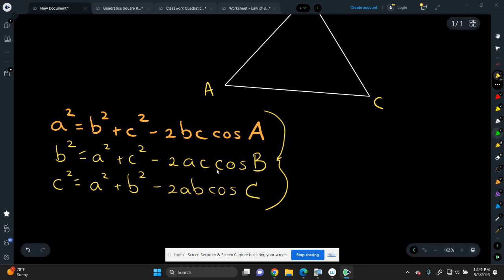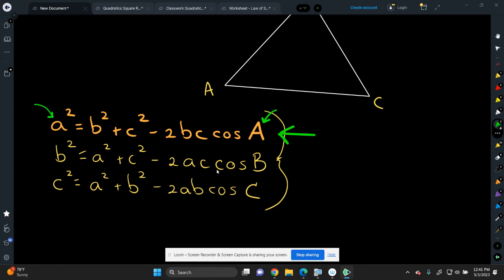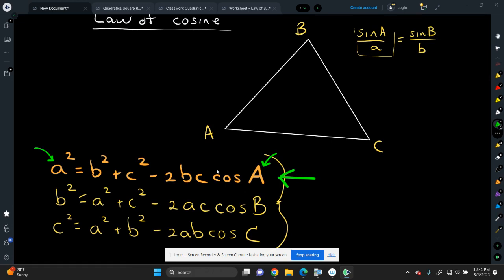Okay, the only one you really have to memorize is this first one. It doesn't matter which side we're calling A, B, and C, as long as we connect the correct angle to it. If you notice the formula, whatever side we have on this side of the equal sign, that's the angle I have on the other side. So A squared is over here, so I've got cosine A, which means all the other sides are on this side.